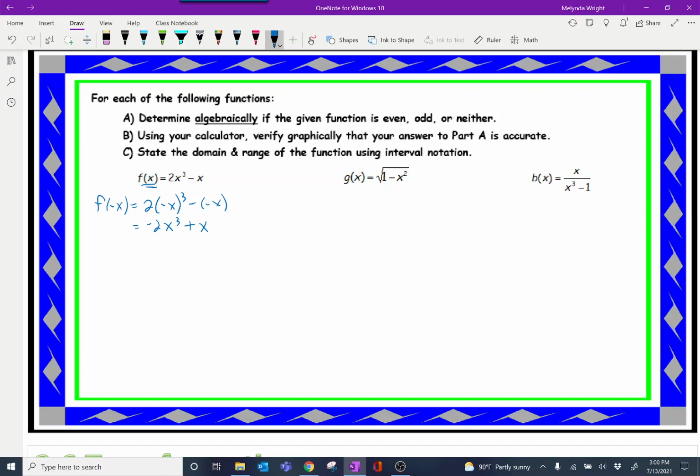So we're comparing our original to our new one. Are they exactly the same? Well, they're not exactly the same, so it's not even. Are they exactly opposite? Let's see: this first term was positive, this is negative; this second term is negative, that's positive. Yes, they are exactly opposite.